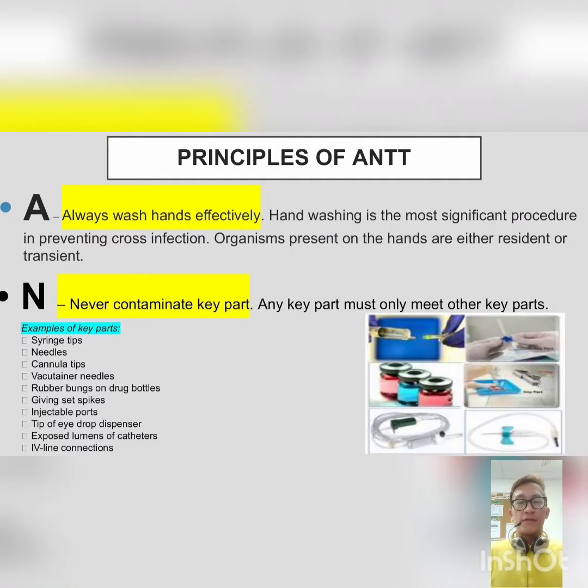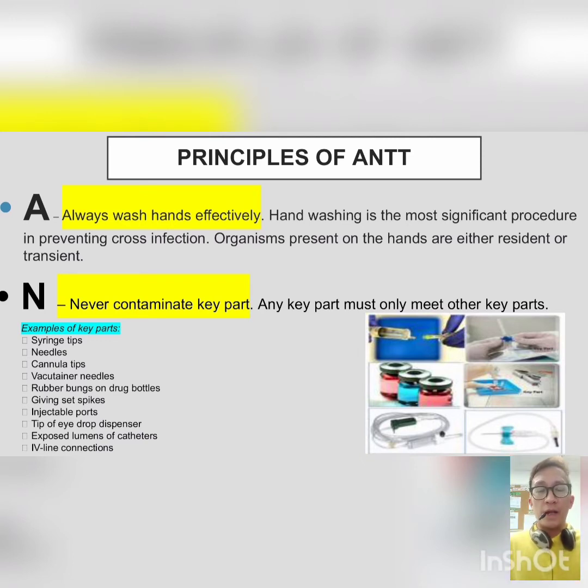We have principles of our ANTT that we need to keep in mind all the time. First is your letter A. Always wash your hands effectively, okay? In any procedure that we're going to perform, hand washing still is the number one prevention of any infection. Hand washing is the most significant procedure in preventing cross-infection or contamination. Organisms present on the hands are either resident or transient bacteria.